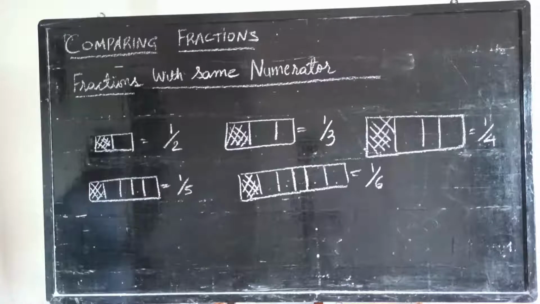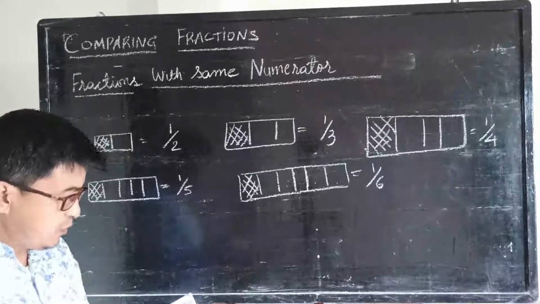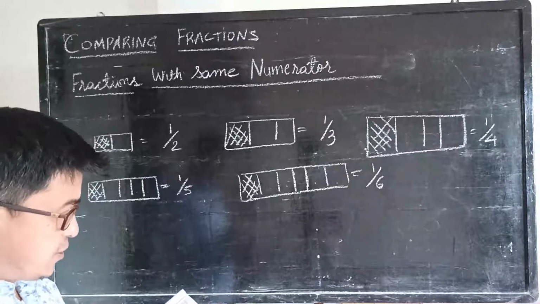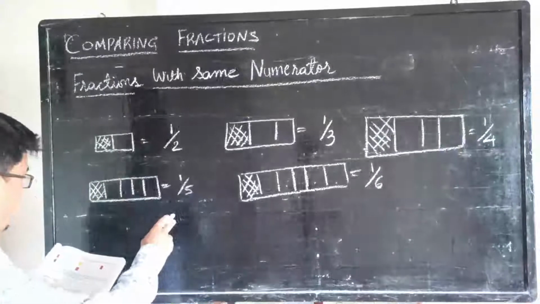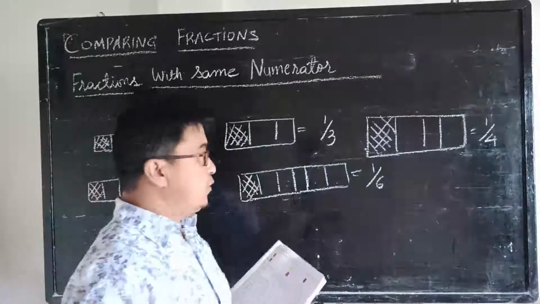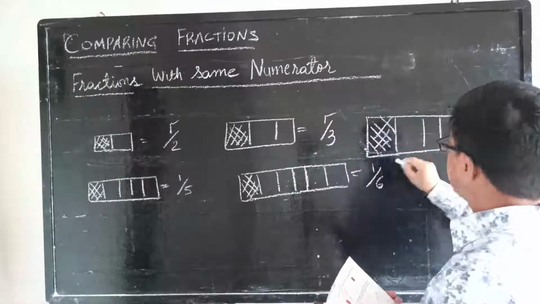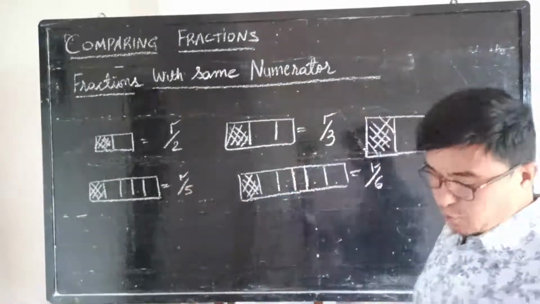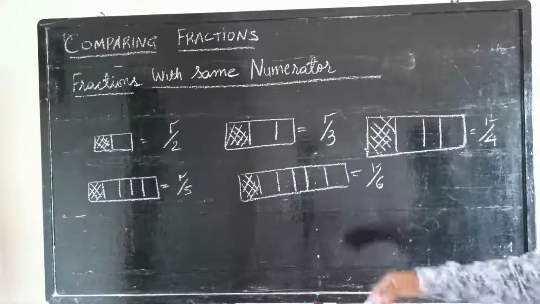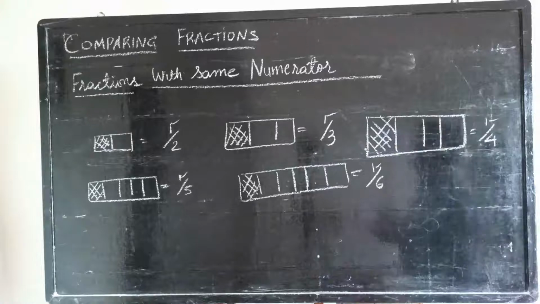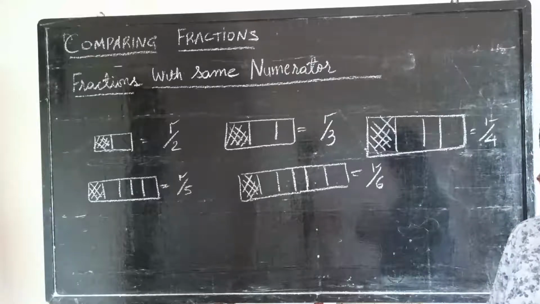Now from the above figure we find that when the numerators are equal, the fraction with the biggest denominator is the smallest fraction. From this figure what we find? We find that the numerators are all 1. When the numerators are equal in all the fractions, 1 upon 2, 1 upon 3, 1 upon 4, 1 upon 5 and 1 upon 6, the fraction with the biggest denominator is the smallest fraction.